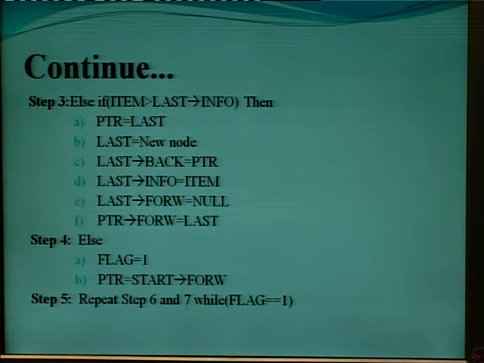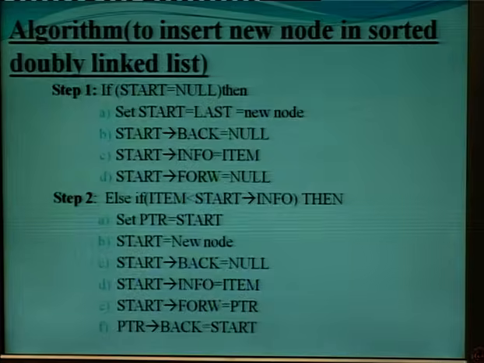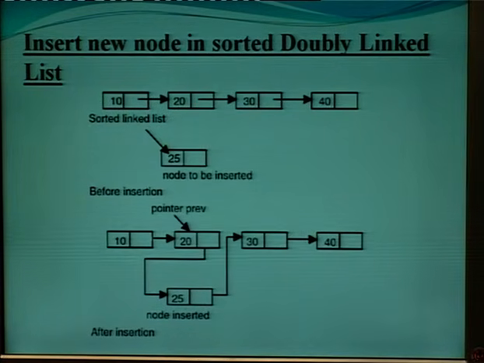Else if item is greater than the last information, the last element of the list, then pointer is set to last. That means the node is going to be inserted at the last of the doubly linked list. So else flag is set to 1. So basically in a sorted list we first find out where the element lies, where its insertion position is. As in this example, the element's insertion position is in between, in the middle of the list.